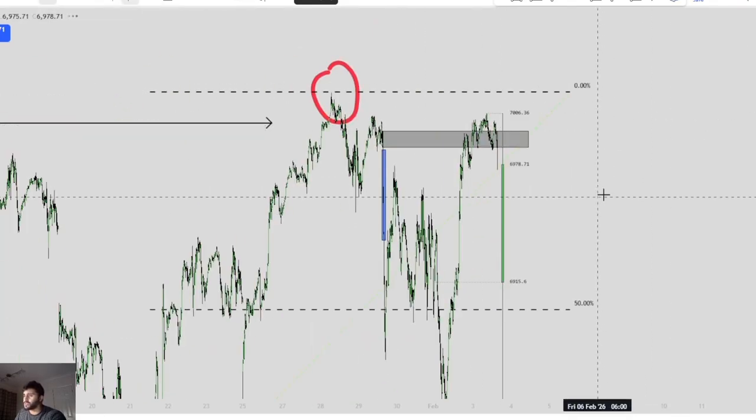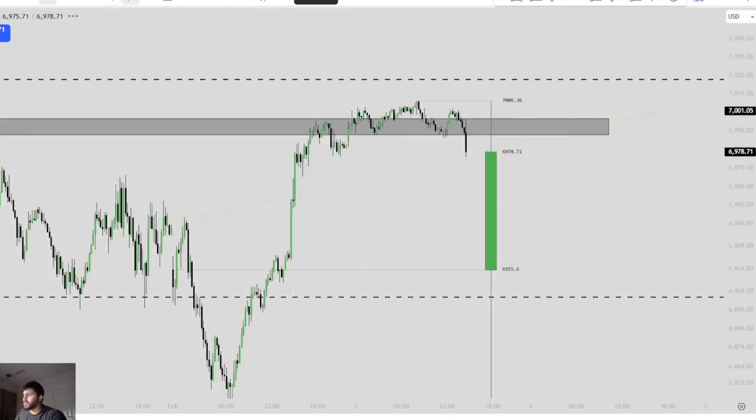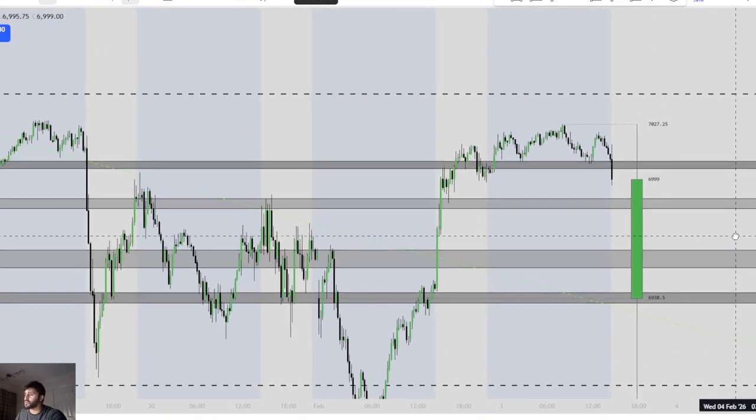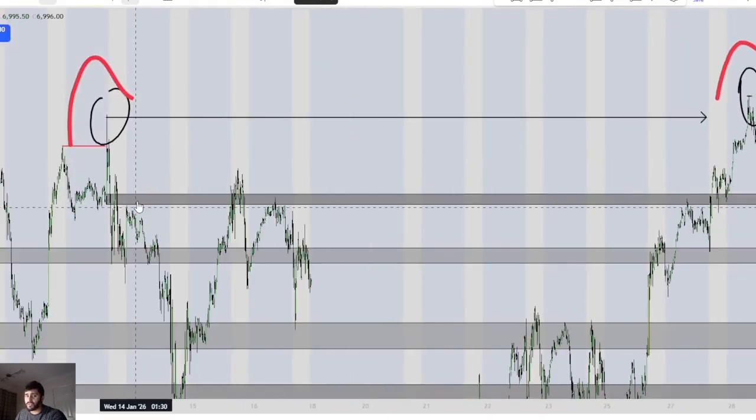So if we go back to the charts now, right, I'm going to be going over to ES, and we're going to be breaking down how I caught this initial trade, right? So my level on ES was a little bit more precise. It came from the 13th of January.